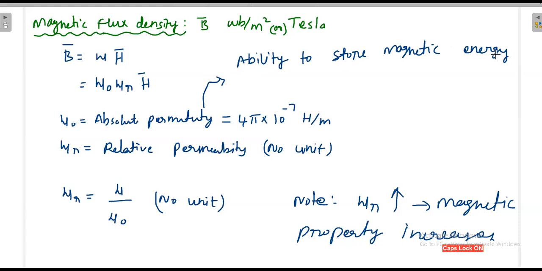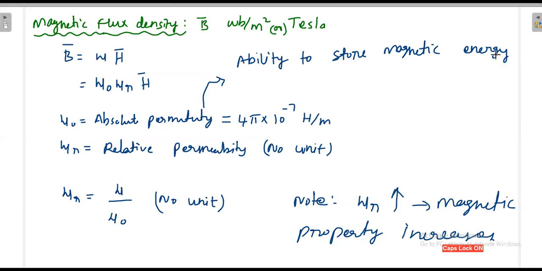You know that even ordinary iron pieces can act as a magnet. If you provide a magnetic field with the help of some other magnet to the iron pieces, after some amount of time that iron itself will act as a magnet. That is the idea: the ability of a material to store the magnetic energy is decided by the permeability of that material.